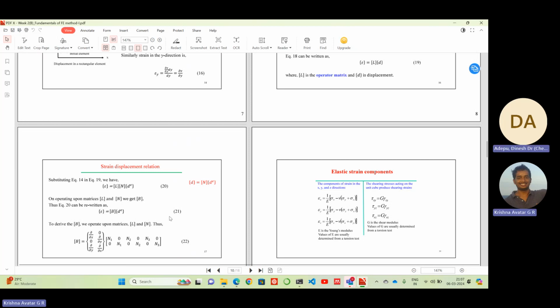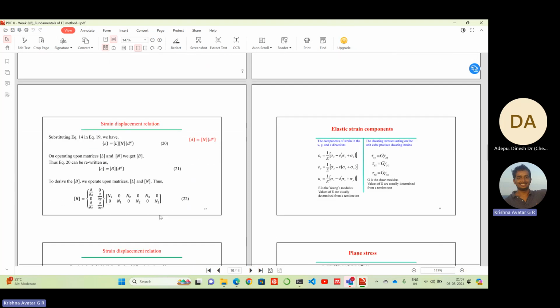So please keep this equation 21 in mind, because we use it so many times that it just gets etched in our minds: epsilon is equal to BD. So what we see is that epsilon is related to the nodal displacements via B, and B happens to be a matrix of functions. It has partial N1 by partial x, then partial N2 by partial x, and like this we continue. So this is 3x2 and 2x6, so it becomes a 3x6 matrix.